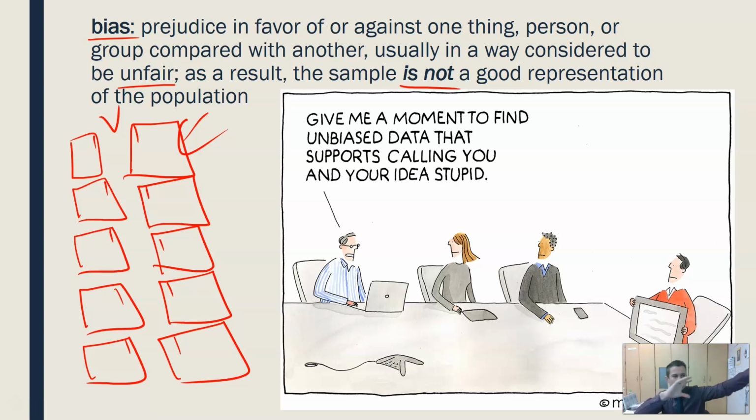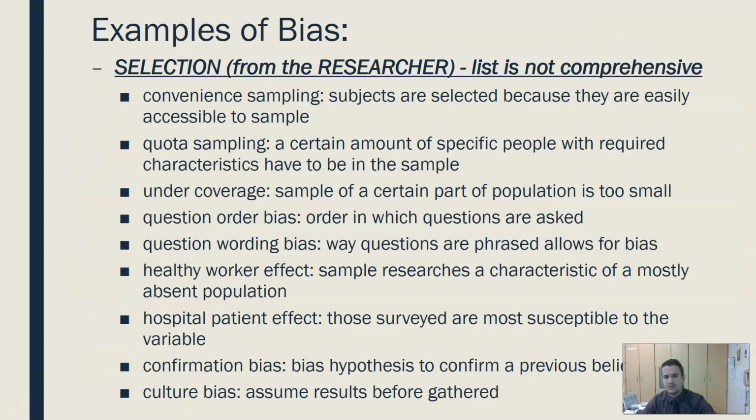So I'd want to make sure that the sample I take is representative of the whole school, not just the math hallway. That's just a short example of bias. It's prejudice in favor of or against one thing that makes the sample not a good representation of the population.